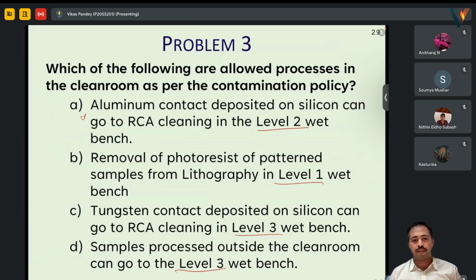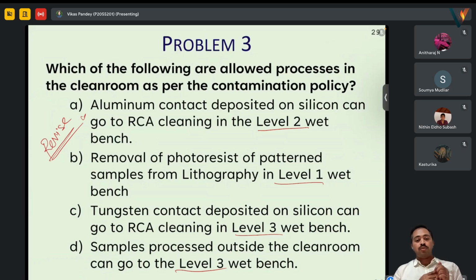Anyone? Okay. If you are not very clear about these levels of clean room, we will revise this in the next class also, not an issue. There is a certain rule: from a cleaner part you can generally go to a bit lower quality part, but from a lower quality part you cannot go directly to a very clean part. It has to undergo some processes.